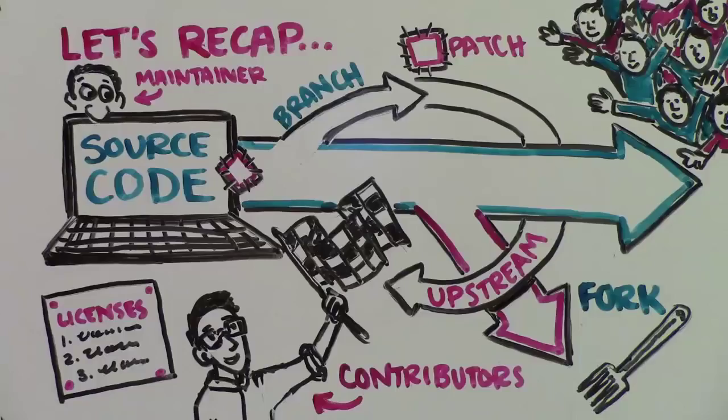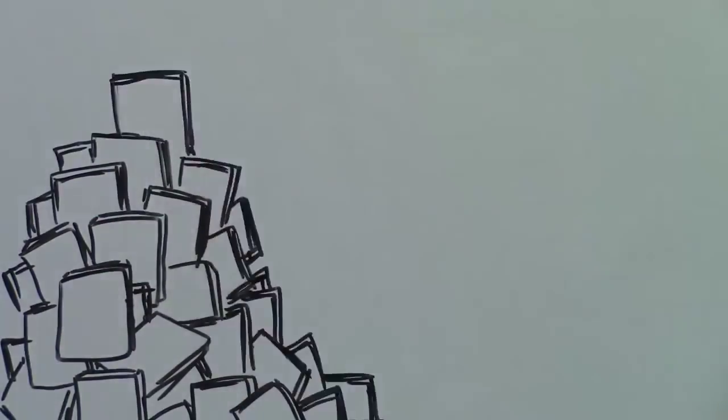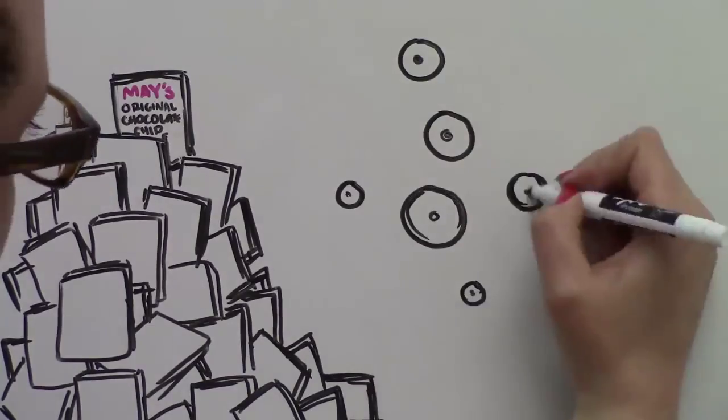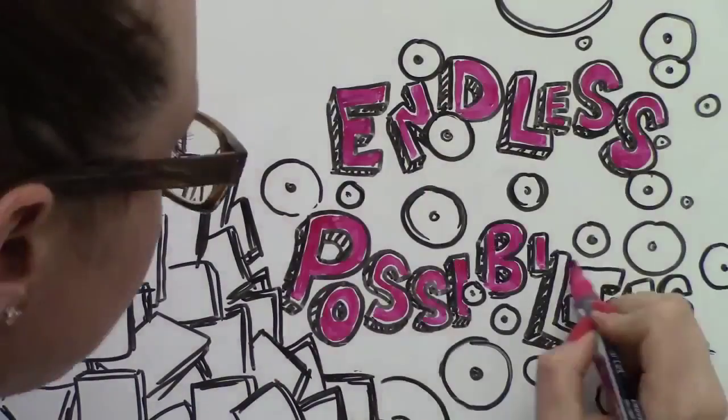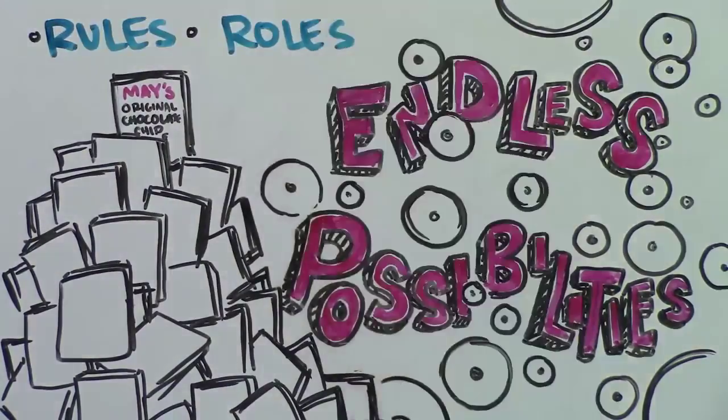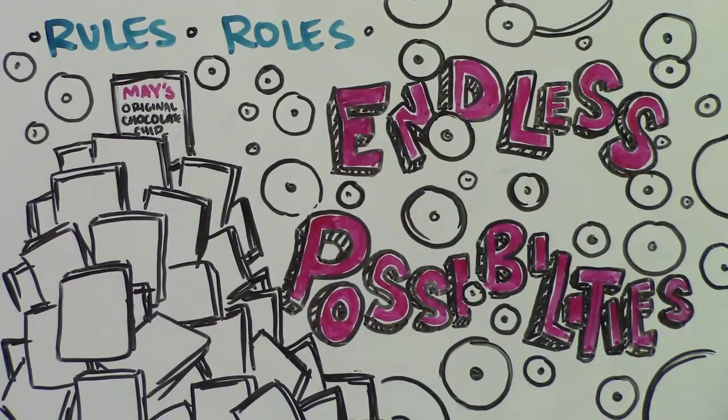the maintainer. Actual products based on open source can be made up of dozens, even hundreds of recipes like Grandma May's, which is why having a disciplined way of managing change is so important. In open source, the possibilities are endless, but we need the rules and roles to keep things organized.